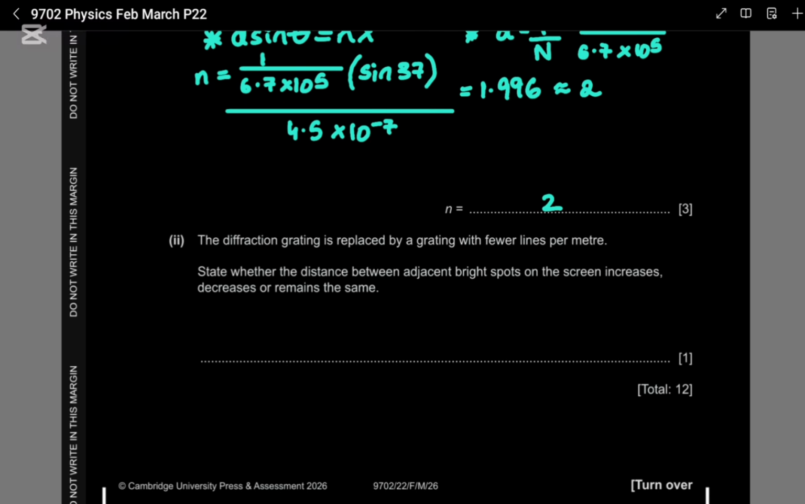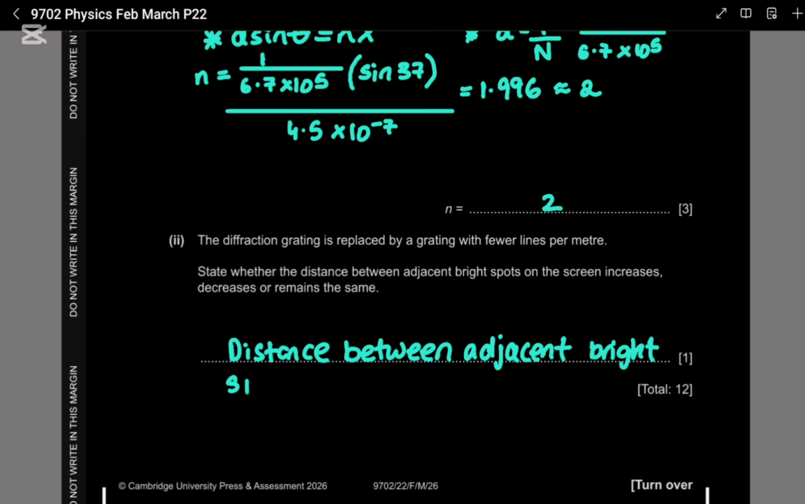And they just told us to state. So we say that the distance between adjacent bright spots decreases. They never told us to explain. Alright, so that's it for question number 5.